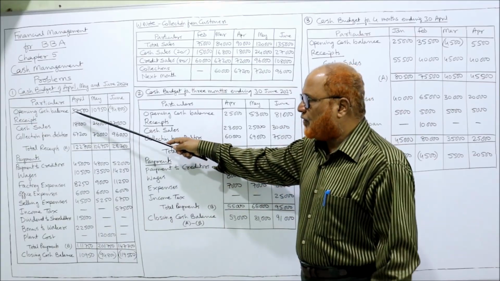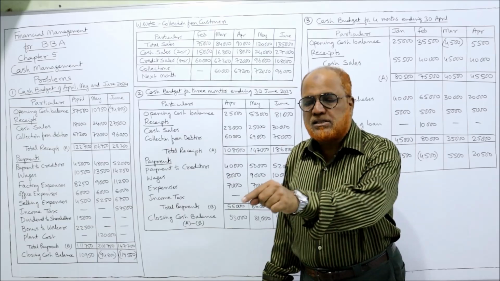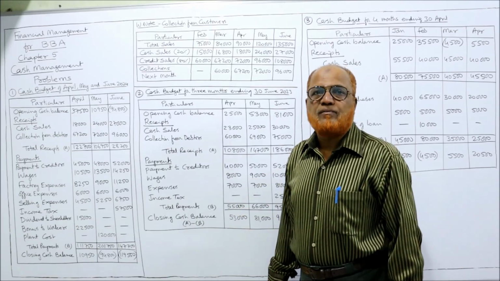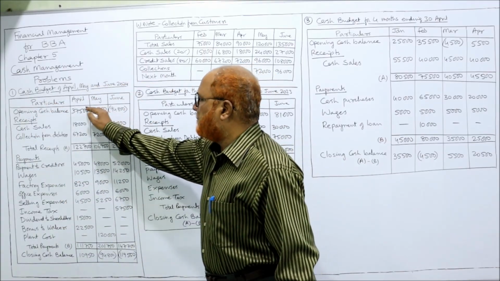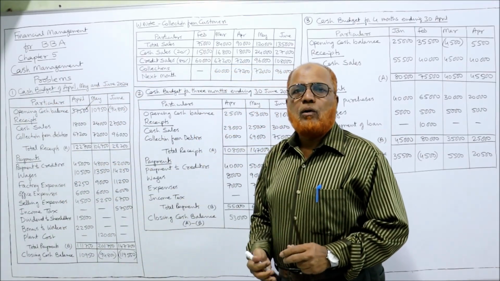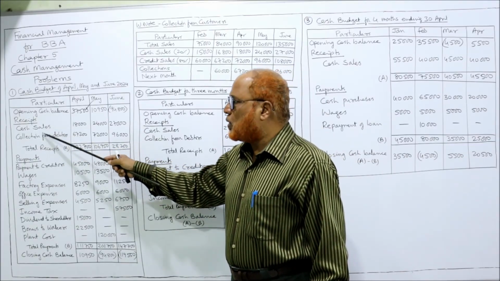First, we fill the data for April. Opening cash balance on 1st April is given in the first line, 37,500. So, I have taken 37,500 as the opening balance here. Right? Now, we need cash sales and collection from debtors. These two are the receipts.